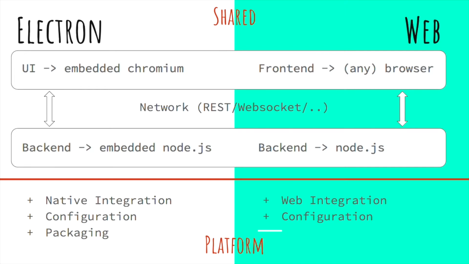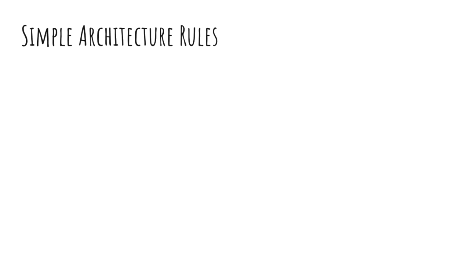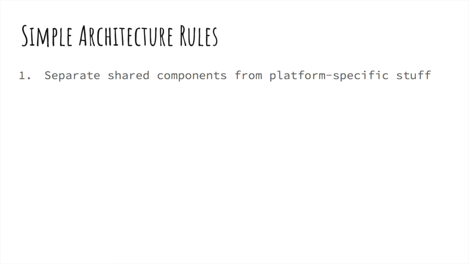So this leaves us with 4 very simple rules. The first one is don't write intertwined platform-specific and non-specific stuff. So you know you're going to share something, so make sure that you write it so that it's shared and it's separate from the platform-specific stuff.